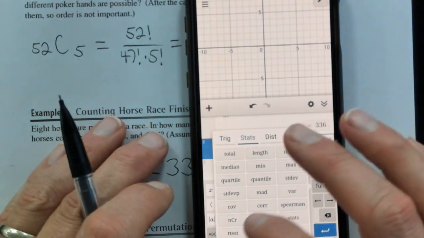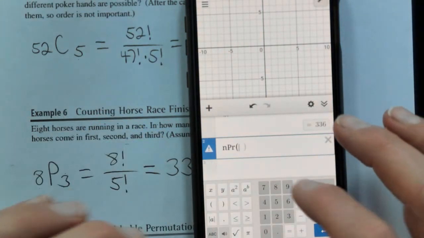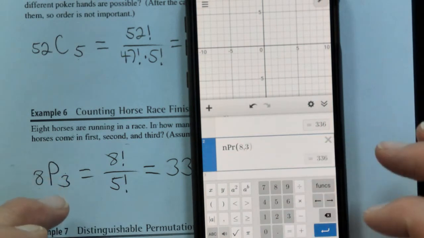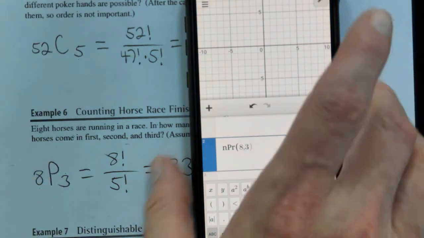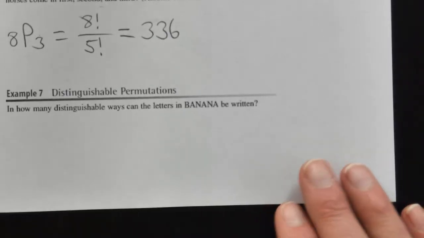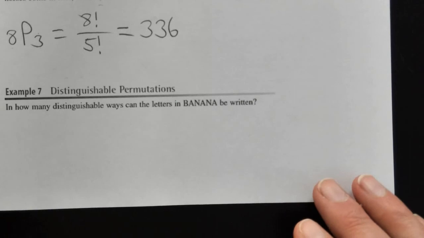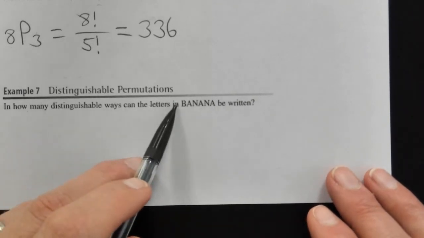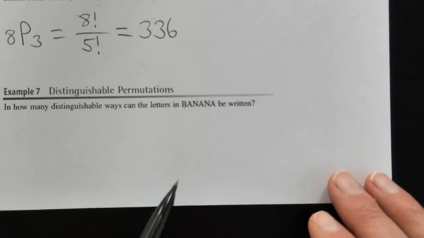We go over to functions. Permutation is here. And then we can go 8 chooses 3. And then notice we get the same answer, 336. Okay, so this last question now is about distinguishable permutations that we were talking about last time, and how many distinguishable ways can these letters in the word banana be written.